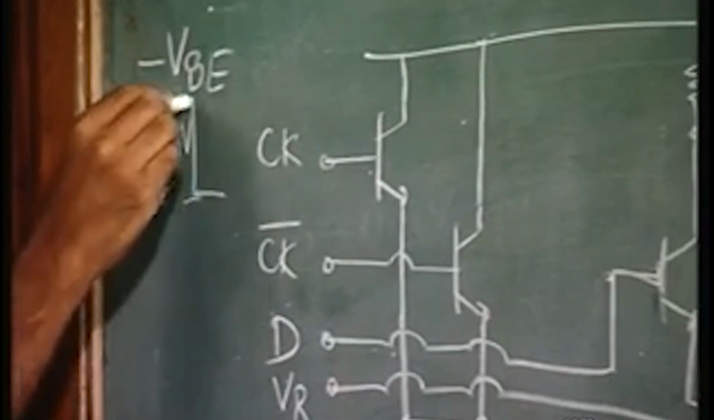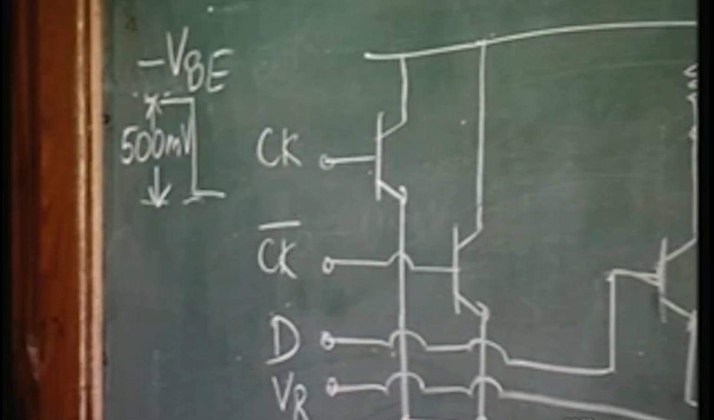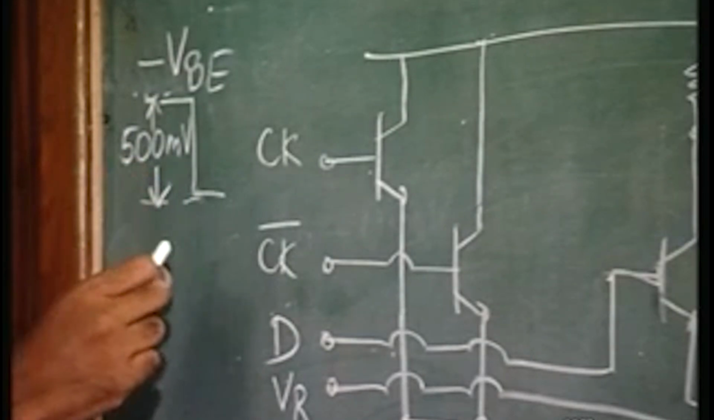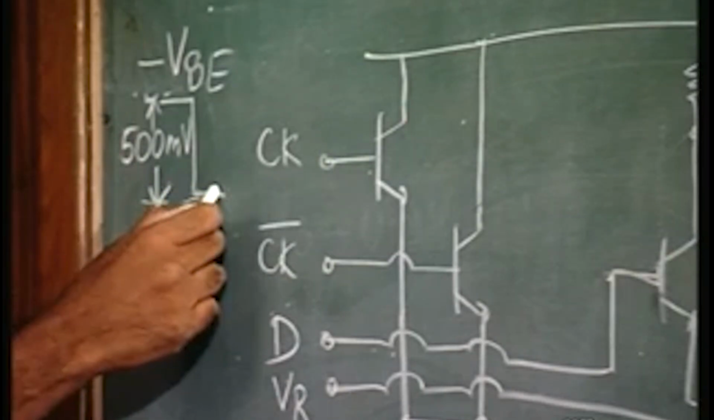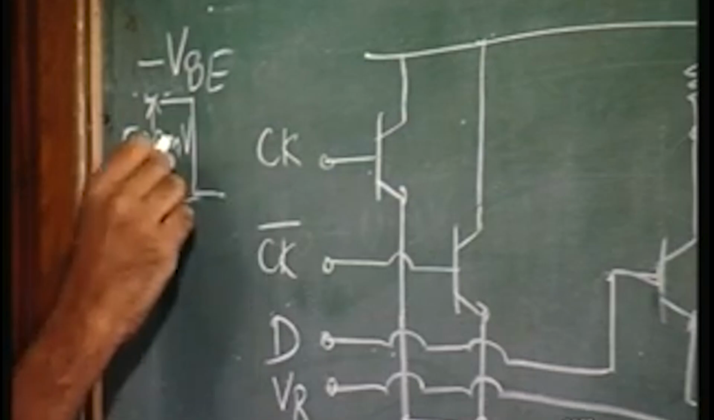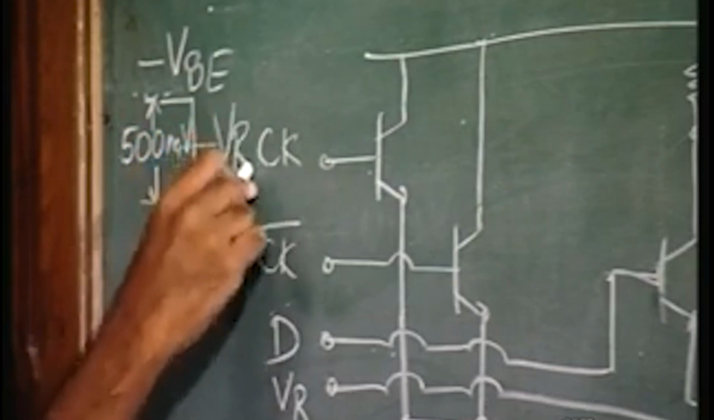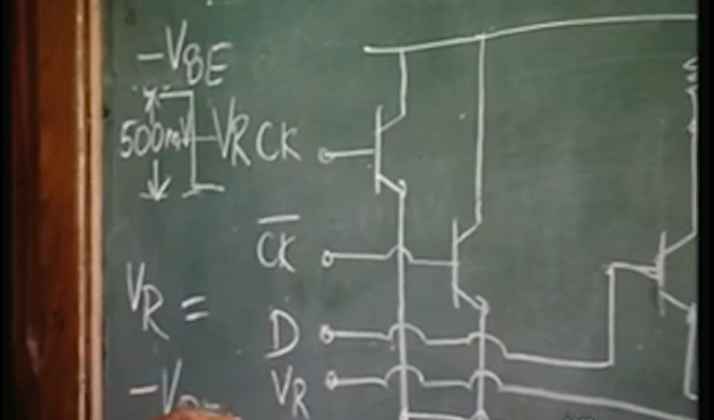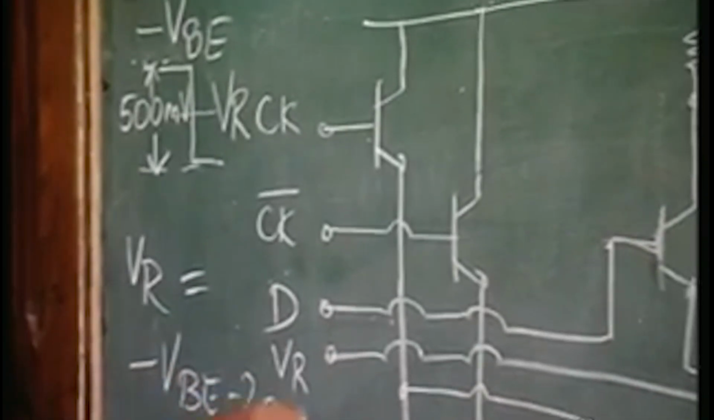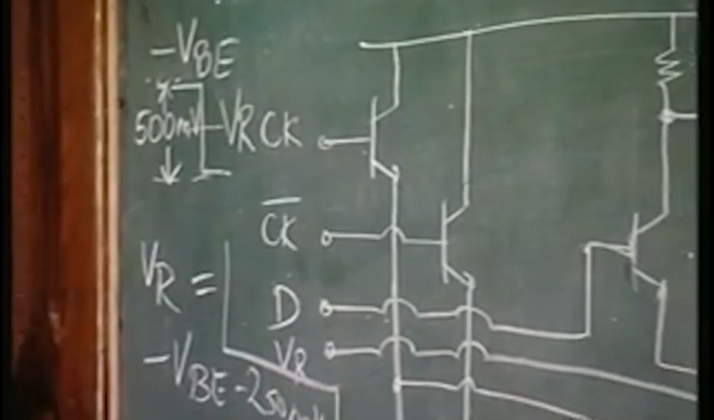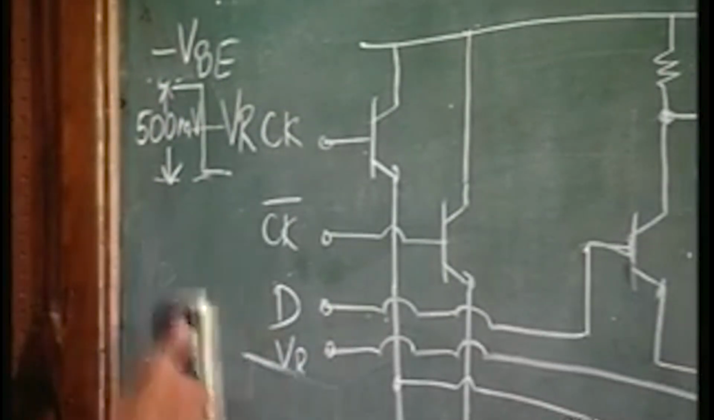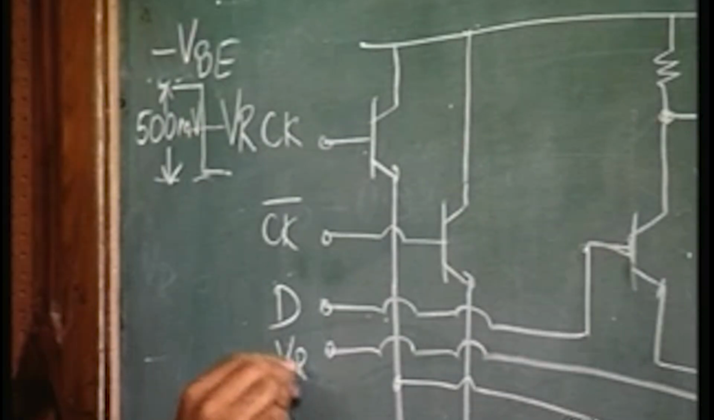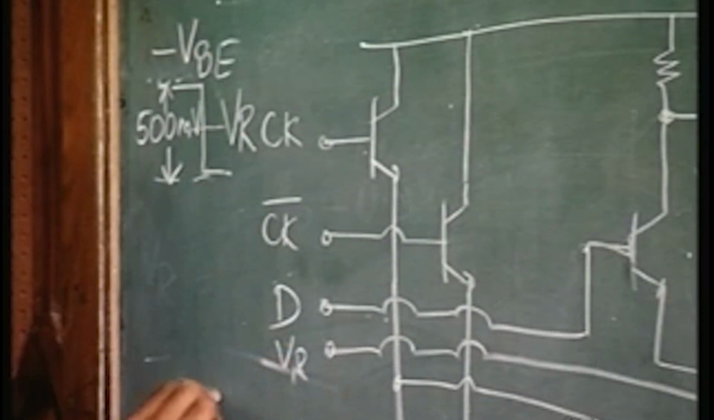So, the input as well as the output voltage should vary from minus VBE to minus VBE minus 500 millivolts, and the reference voltage is centered about that variation. So VR will be in this case how much? VR is equal to minus VBE minus 250 millivolts.